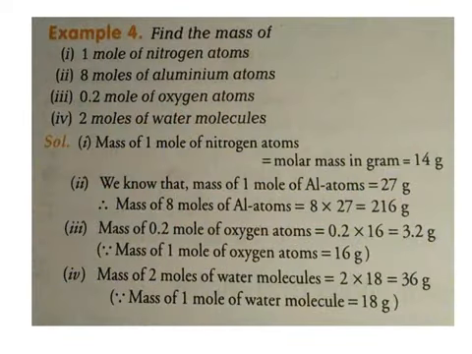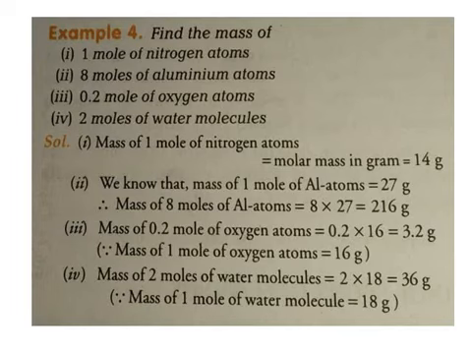Children, this slide is again solving of the next problem. Find the mass of the 4 quantities being given: 1 mole of nitrogen atoms, 8 moles of aluminum atoms, 0.2 moles of oxygen atoms, 2 moles of water molecules. So let us solve one by one. First, 1 mole of nitrogen atoms. So mass of 1 mole of nitrogen atoms is equal to molar mass in grams, which is equal to 14 grams. From the periodic table, we can take it out.